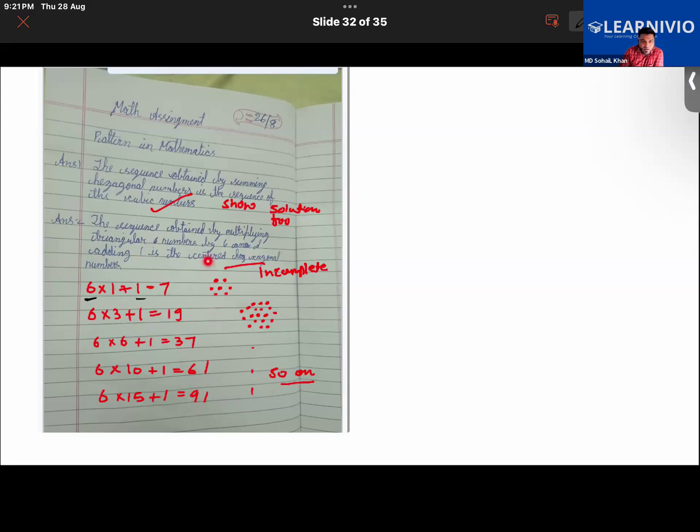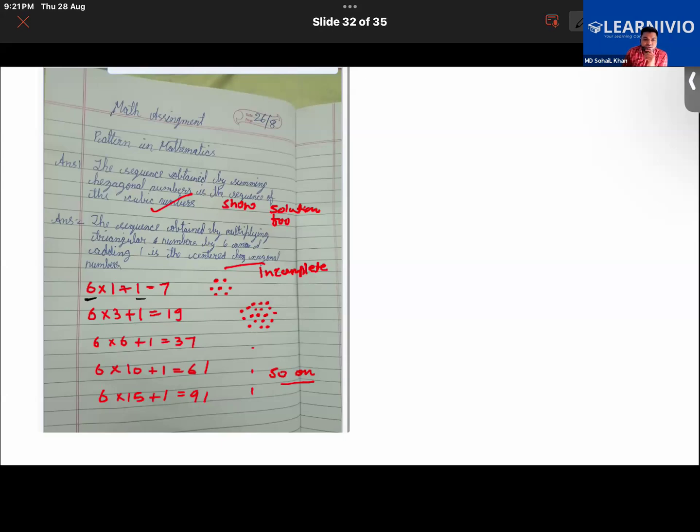Now, Habib, you listen here. In the first question, you have not shown the calculation. The sequence obtained by summing hexagonal numbers is the sequence of the cubic numbers. That is correct, but you should have shown the calculation here also. What exactly was the question? The sequence obtained by summing hexagonal numbers is the sequence of the cubic numbers.